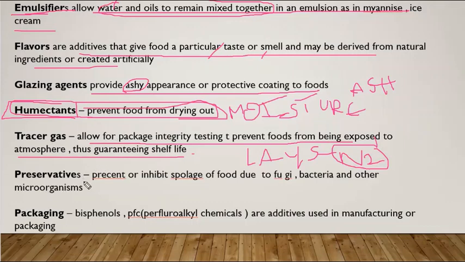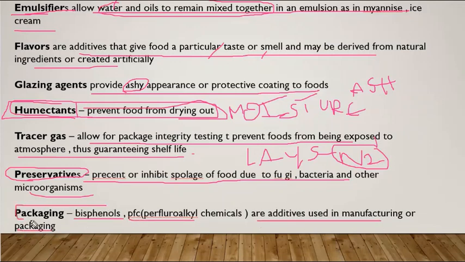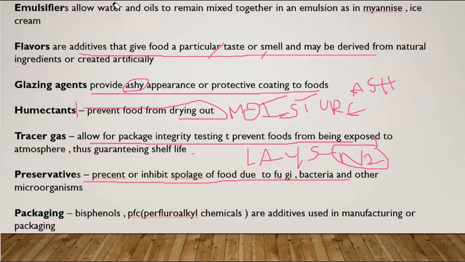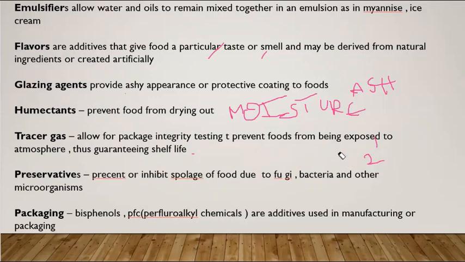Okay. Preservatives prevent or inhibit spoilage of food due to fungi, bacteria, and other microorganisms. So preservatives are nothing but to protect the food. Packaging, bisphenols, PFCs are additives used in the manufacturing of packaging. So these are the packaging materials that will be used to protect the food. So for example, for any packet foods, these kinds of packets can be used so that there won't be any harmful consequences if humans consume this.